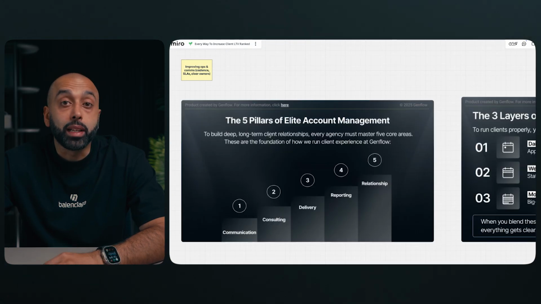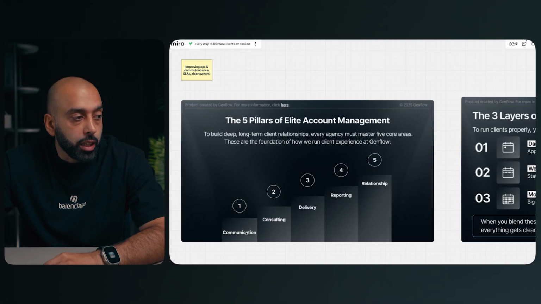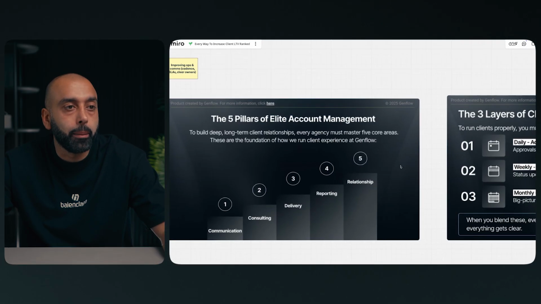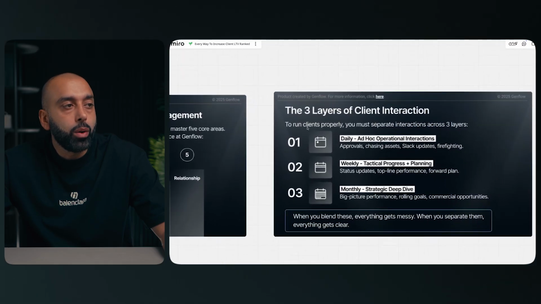So it ultimately comes down to account management, right? So ultimately it's about communication, consulting, delivery, reporting, and the ultimate relationship you're building with them. But what am I talking about, right? You have to have your interaction, your operations, and the way you speak to your clients so structured within the agency, irrespective of what is going on. The classic is that you only do a call when you want to or when it's needed. You'll only send an update when it's needed.